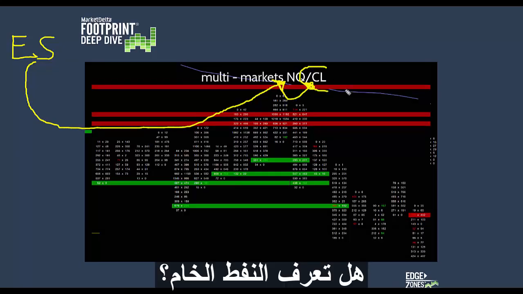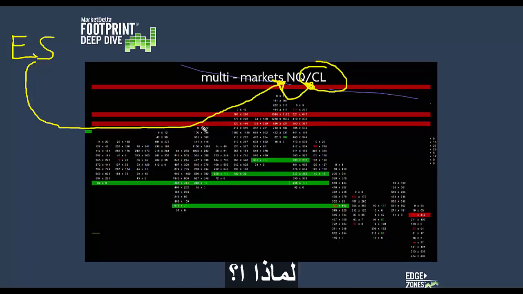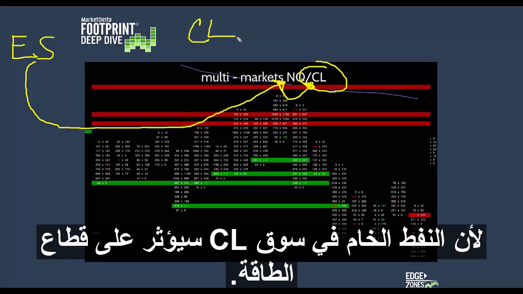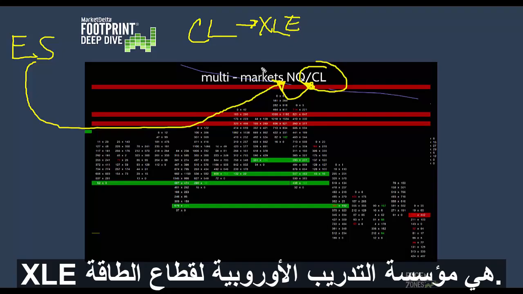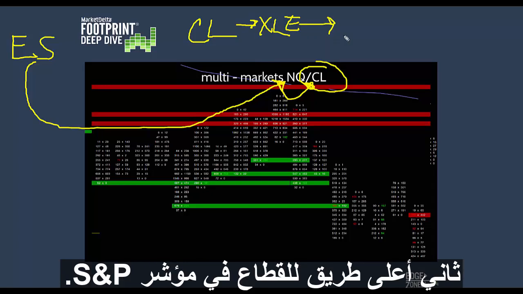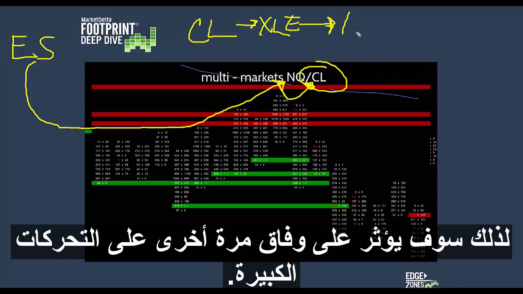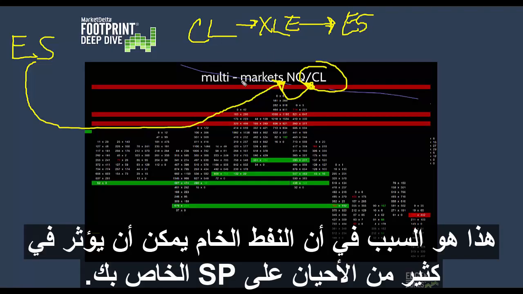Do you know crude oil could move the stocks around? You should, because they often do if they have a big move. Why? Because the CL market, crude oil, is going to affect the energy sector. XLE is the ETF for the energy sector. Did you know the energy sector is like the second highest weighted sector in the S&P index? So it's going to affect the ES. Again, big moves. That's why often crude oil could affect your S&P.